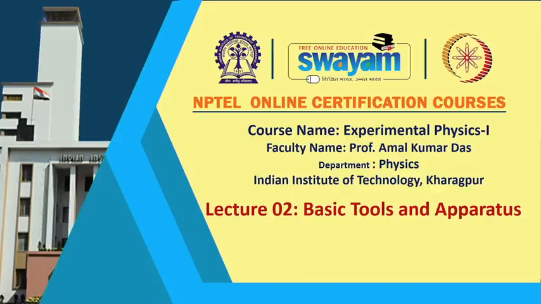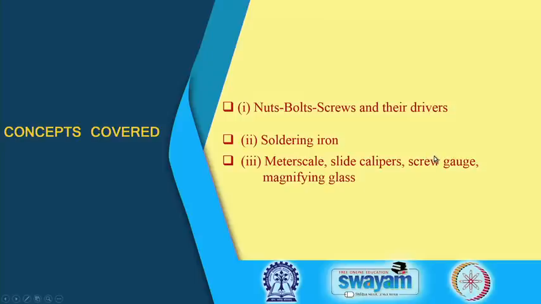So, today we will discuss the basic tools and apparatus in the laboratory. The concepts covered in this lecture are nuts, bolts, screws and their drivers, then soldering irons, meter scale, slide calipers, screw gauge, and magnifying glass, and how these tools are used for measuring length. So, that we will discuss in this lecture.